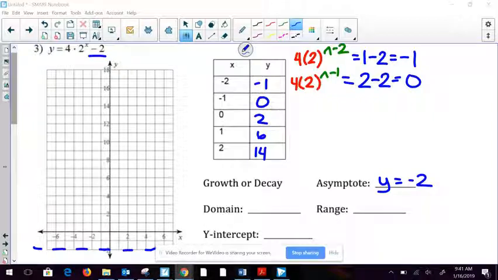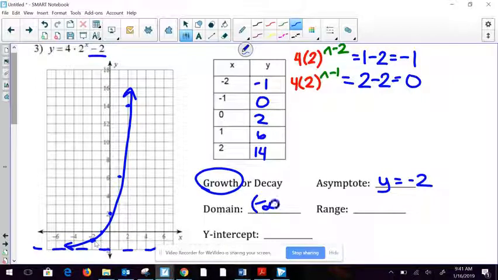So now I'm going to plot my points. -2, -1. I have -1, 0, 0, 2, 1, 6, 2, 14. Again, it doesn't quite show me, but I know I'm going to get close to the asymptote line, but not cross it. That's what we're looking for. Do you understand that your graph cannot sink below that dashed line? Looking at this one, I'm starting on the left small, and I'm shooting up really, really high. So that's exponential growth. Your domain, always negative infinity to positive infinity. Your range always goes from your asymptote on up. So -2 to positive infinity.